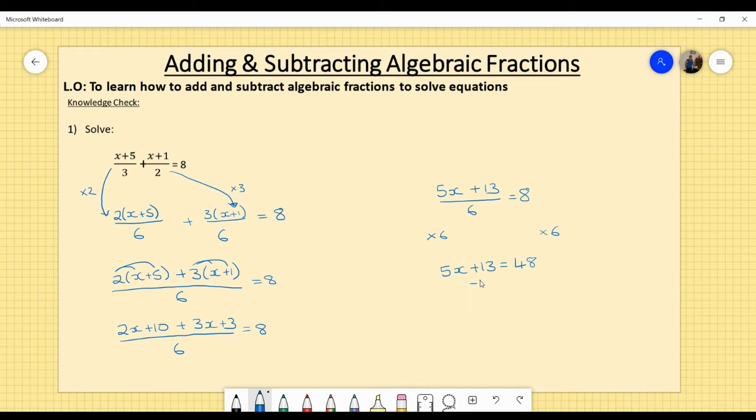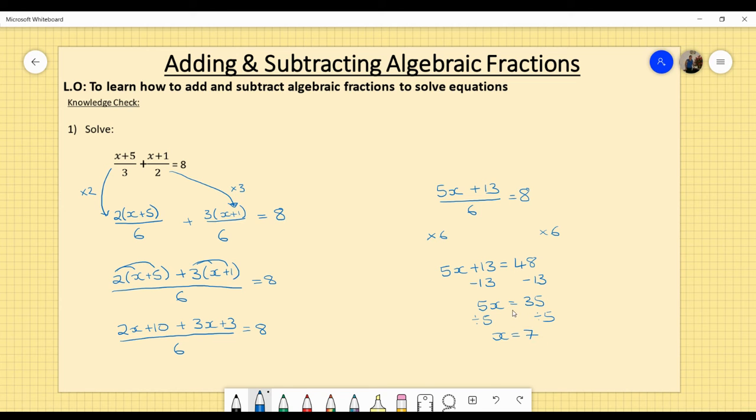I then want to get rid of the 13, so I'm going to do the inverse, subtract 13 from both sides. That will give me 5x equals 35. And again, the inverse now is to divide by 5 to get the x by itself, giving me x equals 7.